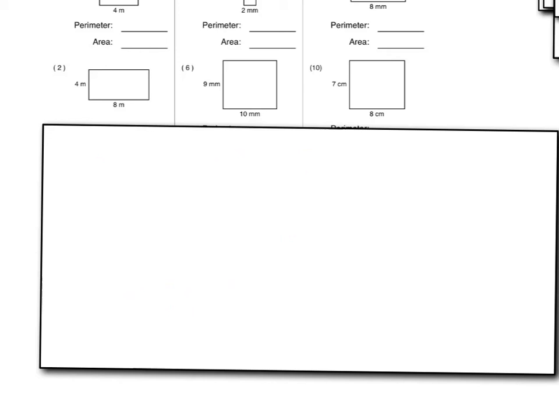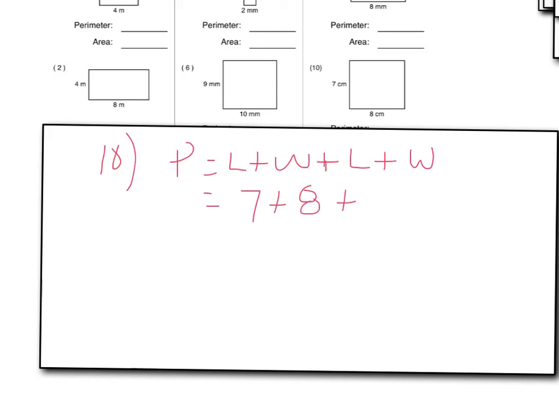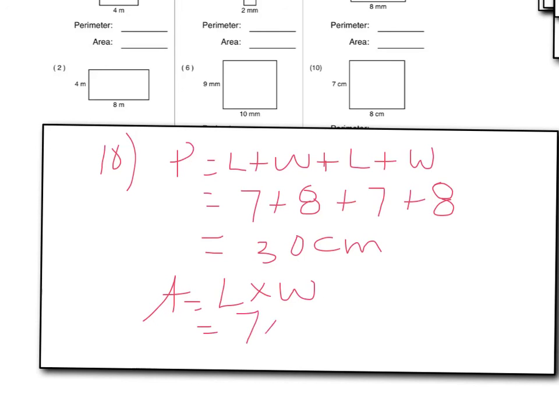And the last one for our practice of area and perimeter, number 10, perimeter, length plus width plus length plus width. So 7 plus 8 plus 7 plus 8. 7 and 8 is 15. 15 and 15 is 30, so 30 centimeters. For area, length times width. 7 times 8, which is 56, and it's centimeters squared.